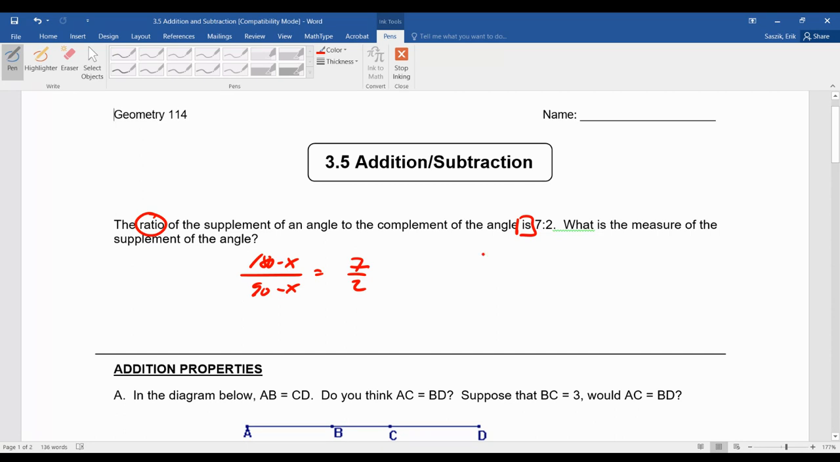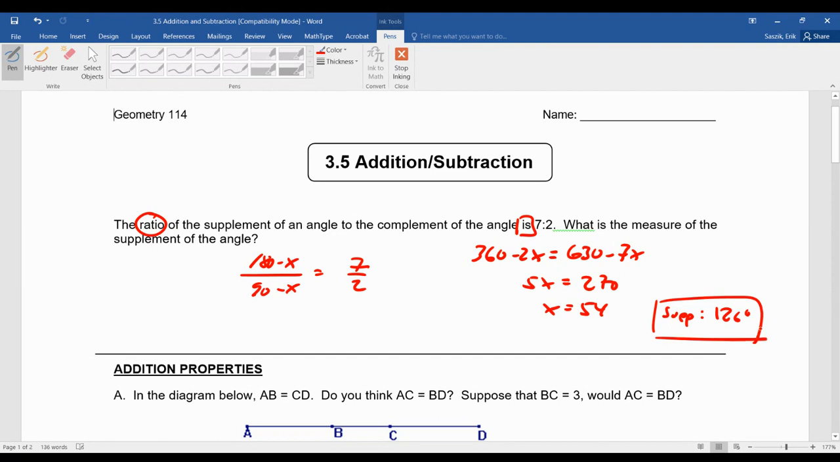I would cross multiply. 360 minus 2x equals 630 minus 7x. So I get 5x here, I get 270 there, and x equals 54. Be careful. This says, what is the measure of the supplement of the angle? So 54 is not our answer. Our supplement would be 126.